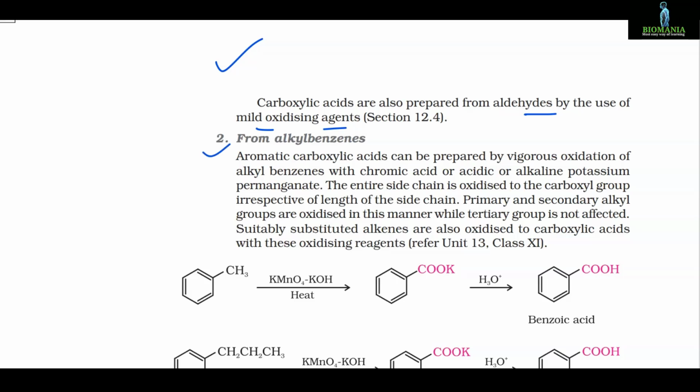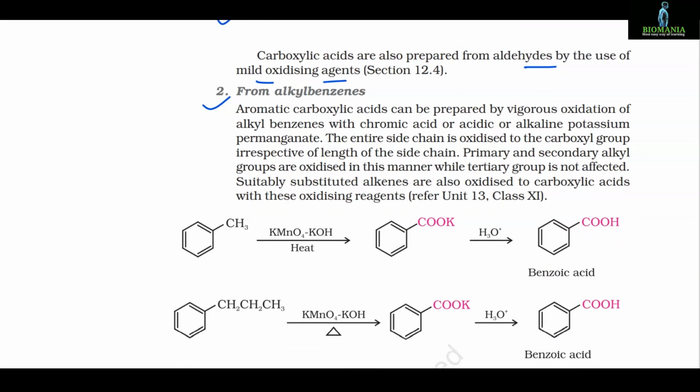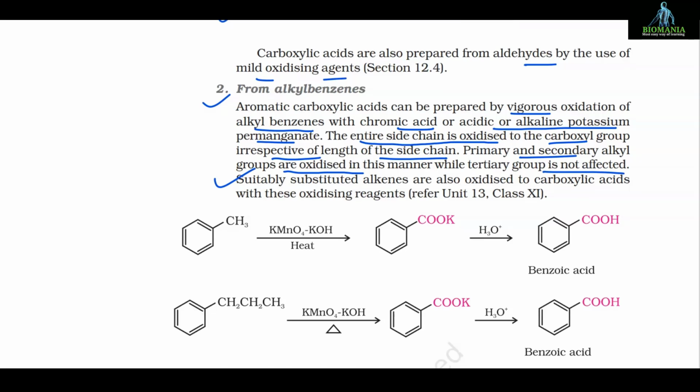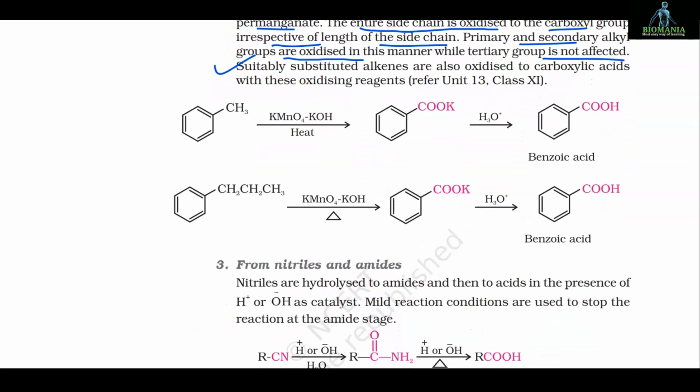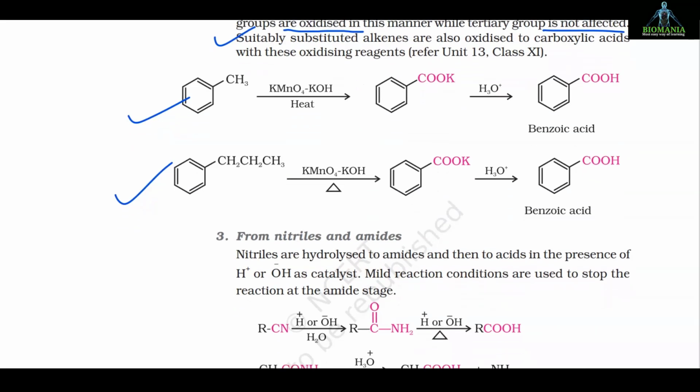Number 2, from alkylbenzenes. Aromatic carboxylic acids can be prepared by vigorous oxidation of alkylbenzenes with chromic acid or acidic or alkaline potassium permanganate. The entire side chain is oxidized to the carboxyl group irrespective of the length of the side chain. Primary and secondary alkyl groups are oxidized in this manner while tertiary groups are not affected. Suitably substituted alkenes are also oxidized to carboxylic acids with these oxidizing reagents. Here you can see both reactions in which benzoic acid is the final product.